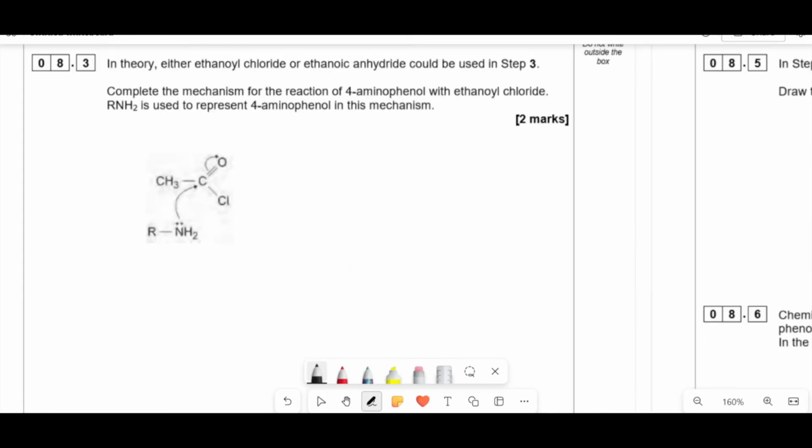There you go. In theory, either ethanoyl chloride or ethanoic anhydride could be used in step 3. Complete the mechanism for the reaction of 4-aminophenol with ethanoyl chloride, and this RNH2 is used to represent the 4-aminophenol in this mechanism. So what's happening here is we're doing nucleophilic addition elimination. So we're adding something on and we're booting something off. So the first stage has already been given to you, where this lone pair of electrons, because it's a nucleophile, is adding on to this delta positive carbon, right?